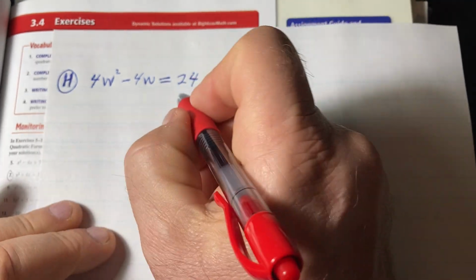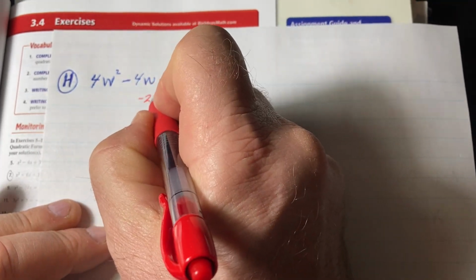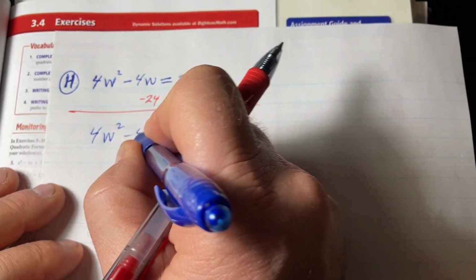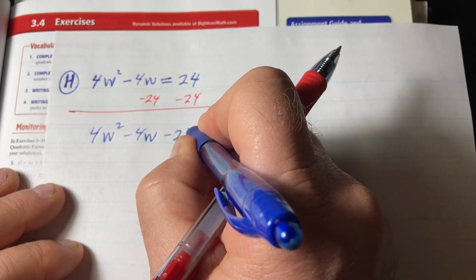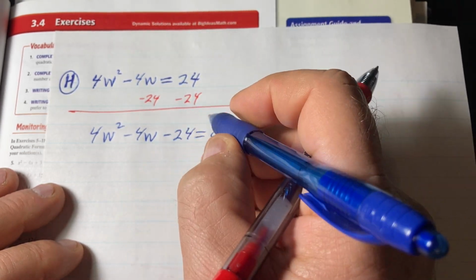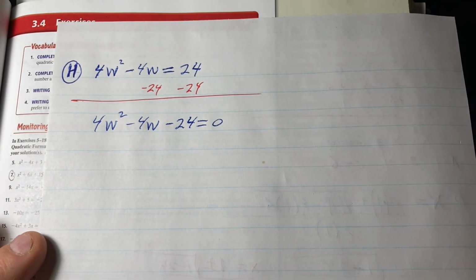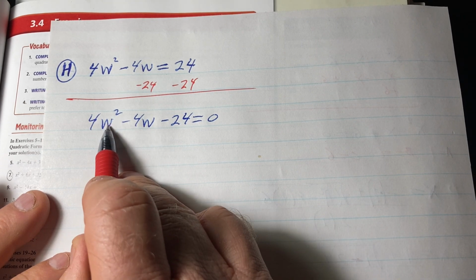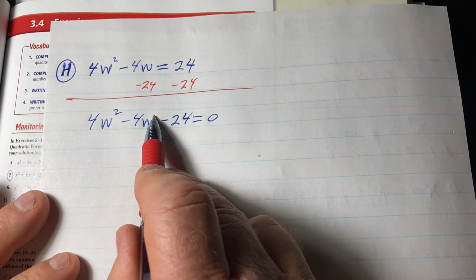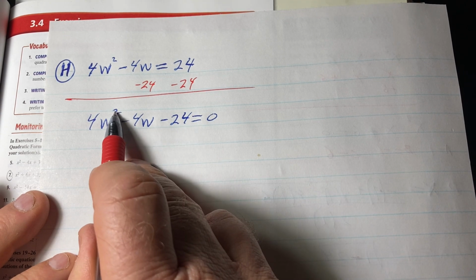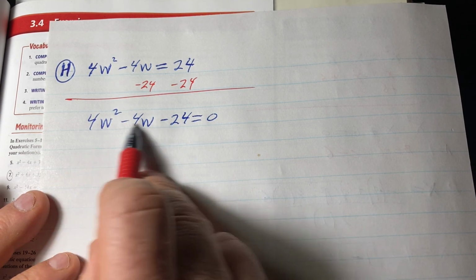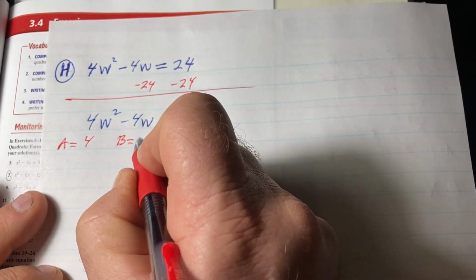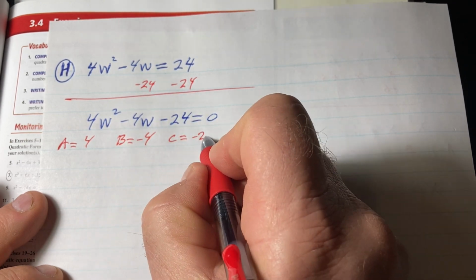So we have to subtract 24 on both sides. Always put it in standard form. Everything starts with standard form. Once it's in standard form, then you can start doing a lot of stuff. Same thing when you factor. Here's the variable with the largest exponent, then the next smallest, and then the next smallest. So from w squared to w to the first, w to the 0. That's standard form. A equals 4, b equals negative 4, c equals negative 24.